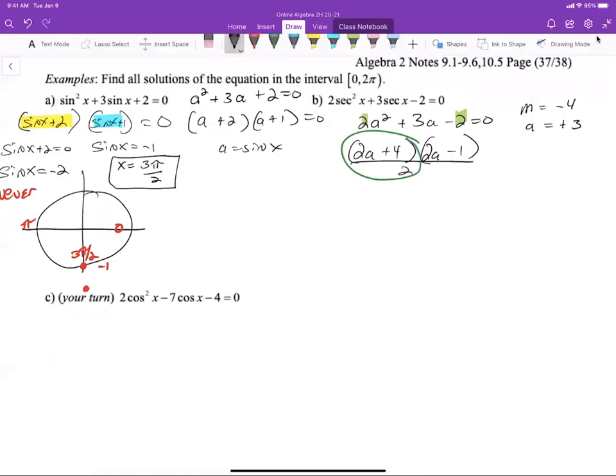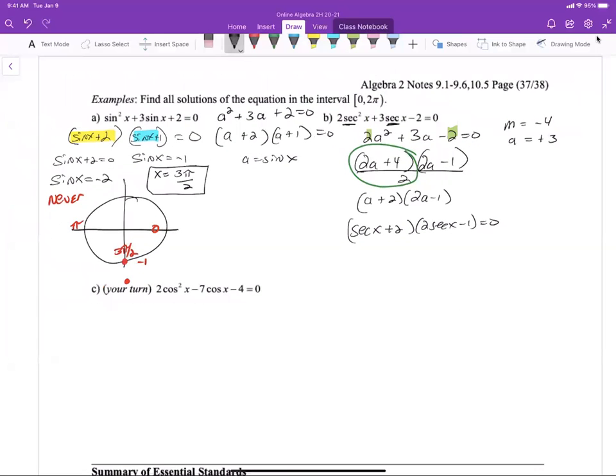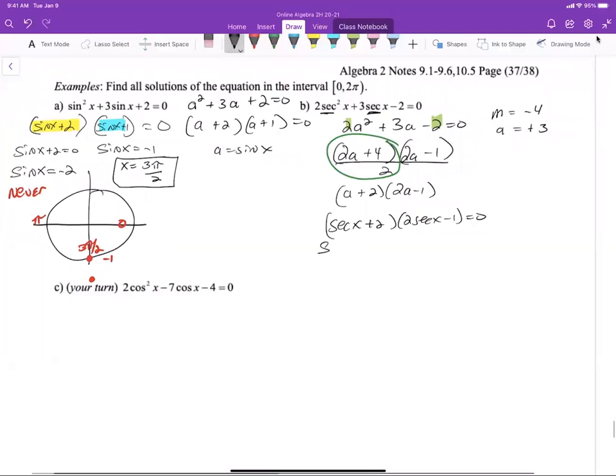And so when I factor that, that gives me a plus 2 times 2a minus 1, except a is the secant. And so I'll go ahead and fill that in. I have secant x plus 2, and I have 2 times secant x minus 1 is equal to 0. All right, let's solve each one of those, and I will find that secant x equals -2.